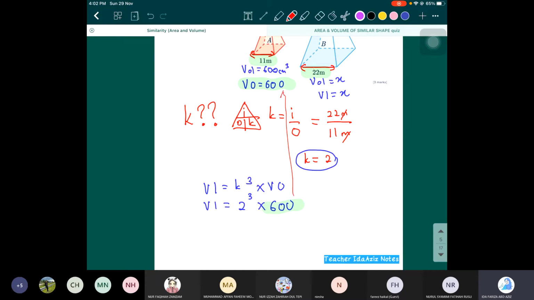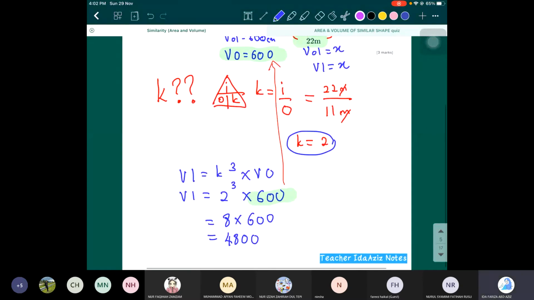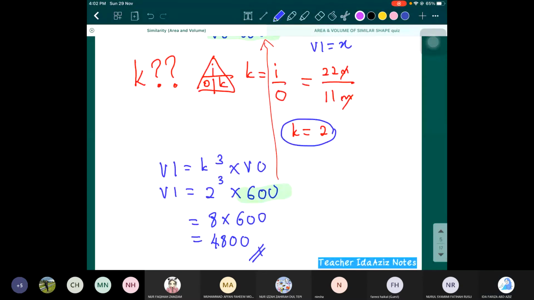Okay, it comes from here. Alright. So, 2 cube. What is 2 cube, class? Berapa 2 cube? 8. Okay, so 8 times 600. 4,800. Very good. Siapa yang jawab tu? Teacher nampak tuannya. Who was that? Tak mengaku tuannya. Suara siapa tu? Nak cakap tahniah. Good job.